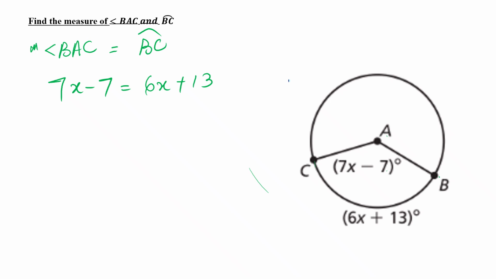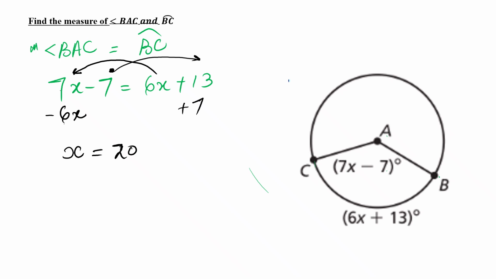Bring all the x on one side, so 6x on the left hand side gives you negative 6x. All the numbers on one side, meaning the right hand side, negative 7 goes on the other side and gives you positive 7. Now 7x minus 6x gives us 1x or x. 13 plus 7 gives us 20. So the value of x is 20.